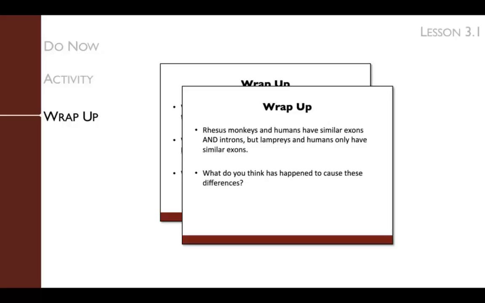Humans and rhesus monkeys will have more similar exons and introns because they are more closely related, whereas humans and lampreys will only have similar exons because they diverged much longer ago and have had plenty of time to pick up neutral mutations in their exons as well as in their introns. Remind students that we're talking about mutations in germ cells here. Mutations in somatic cells will not be passed on.